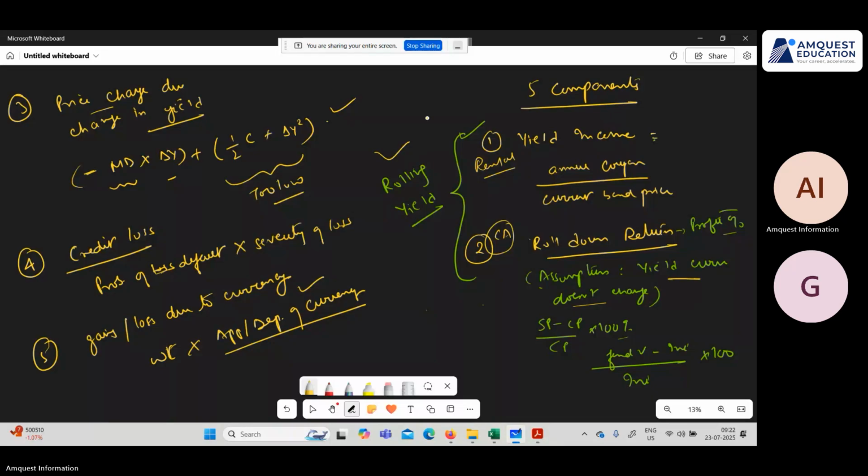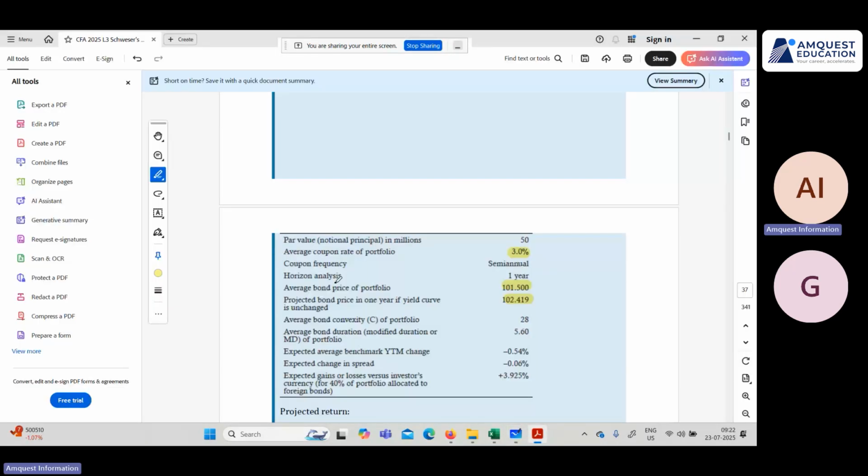The third one they talk about is the price change due to change in the yield. Look at this expected average benchmark YTM change. If the YTM decreases by 0.54%, this will be your change in the yield. You have modified duration, you have convexity. Makes sense? Is that okay?